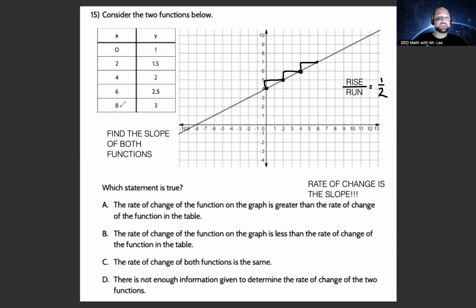Okay, now let's come over here to the data table. We can try to do that thing where I said change in output over change in input, or we can try to use the slope formula. Let's do both. So right here, I can go, it's a 0.5. We could deal with that, but let's make it easier on ourselves.